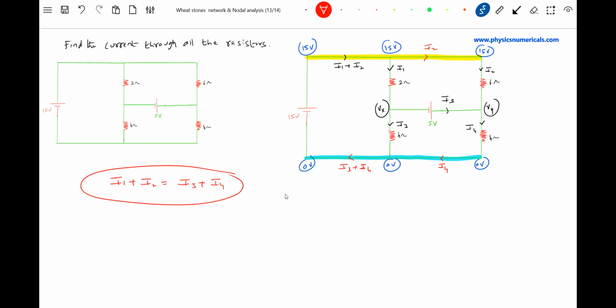Okay, let me define I1. 15 minus Vx by 2. What about I2? 15 minus Vy by 6. What about I3? Vx minus 0 by 4. Vy minus 0 by 4. One equation, I got it, in Vx and Vy.